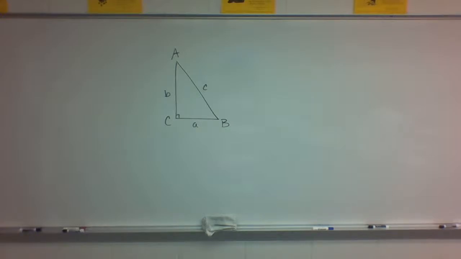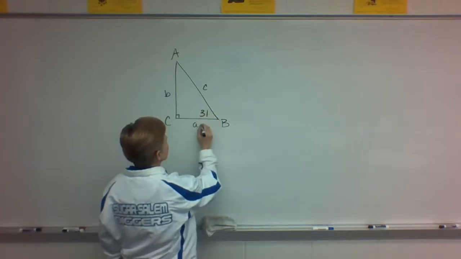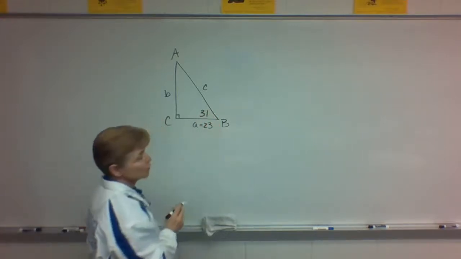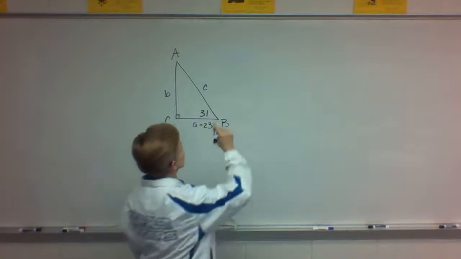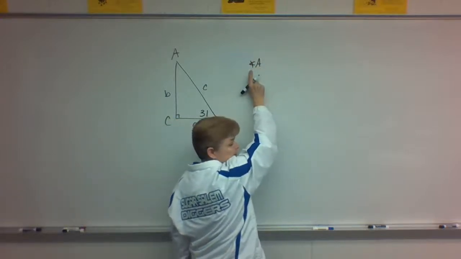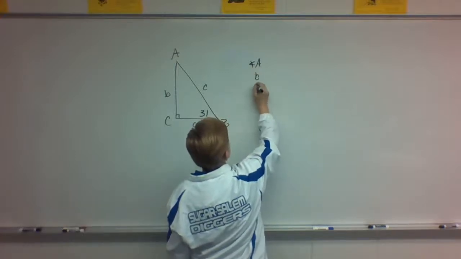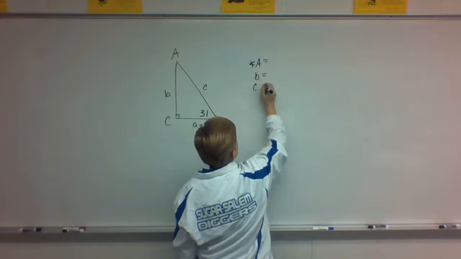In 38, it looks like they only gave you 2 things, but the right angle is always good. So they always give you 3 things. Right angles are understood, and then capital B is 31, and little a is 23. That's all you get. Which means that this is our list of things we got to find. We got to find angle A. Remember that symbol from geometry? That's the size of angle A. We also have to find little b and little c. Those are the 3 things that are missing.